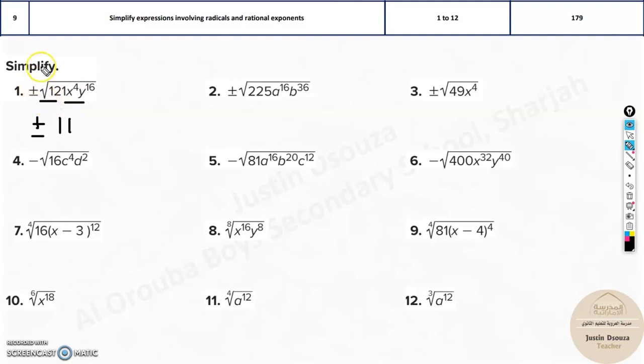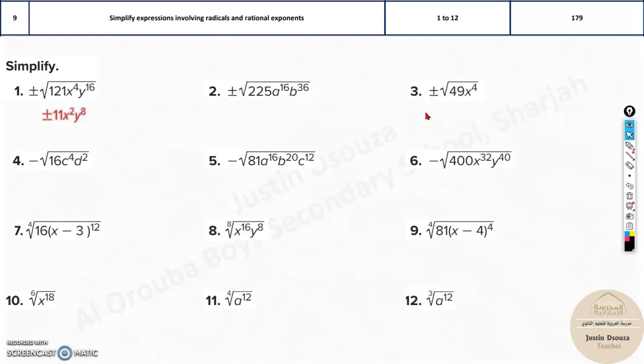Now here, what does the square root mean? If there is nothing, it's called square root, right? Because the number is 2. You should assume it to be 2. It's always 2 if there's nothing. So what that means is x, the power is 4, right? Whatever is over here in the radical, it is divided by 2. Same with y, power 16 divided by 2. That's it. That's the answer. So it'll be 11 plus or minus 11, x to the power 2, y to the power 8. That is the answer. Now I will show all the answers.